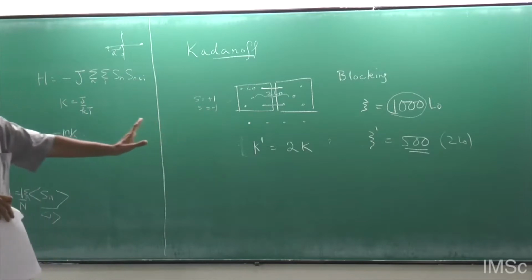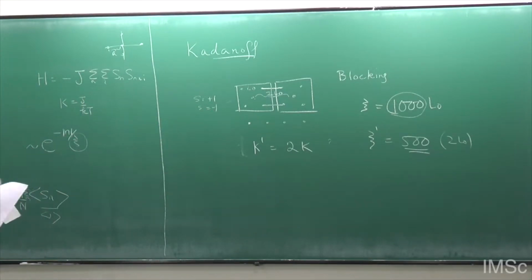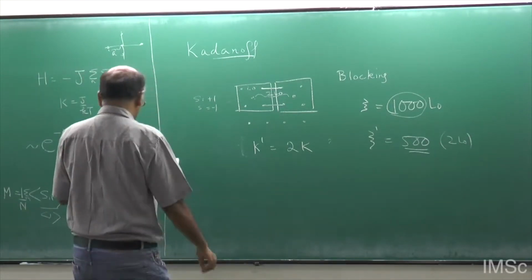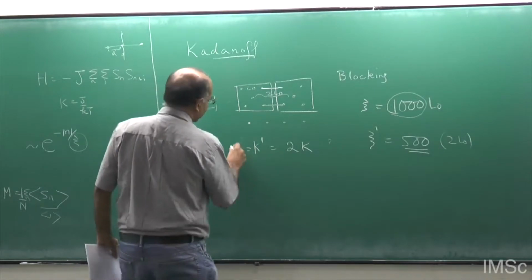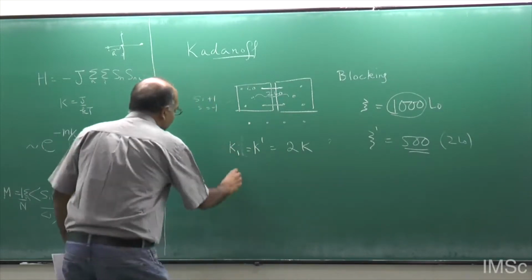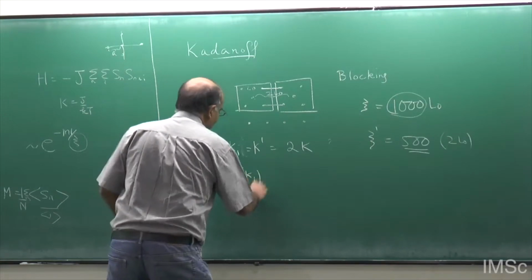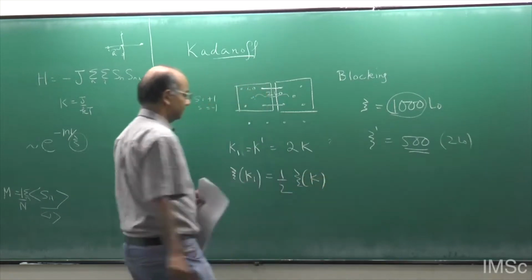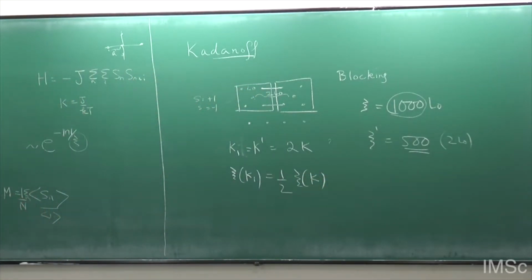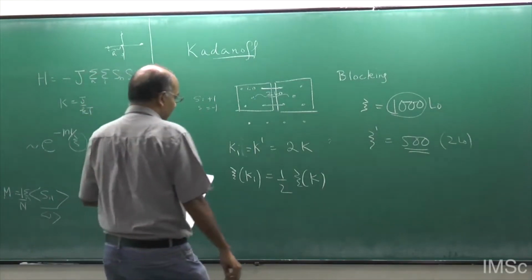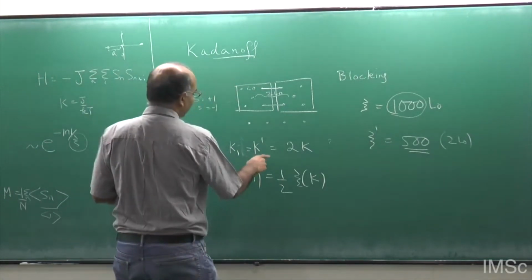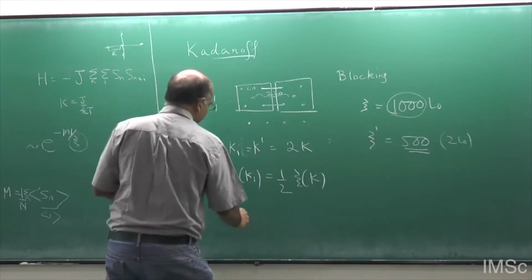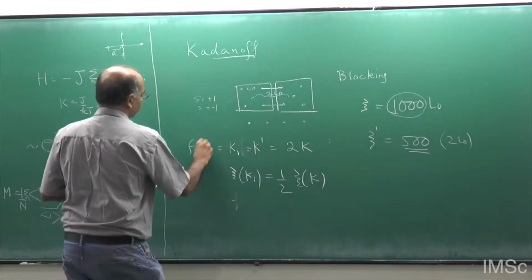So in this simple scheme, that's all that happens. Let's see what the consequences of this are. I'll call this one iteration, so I'll call this K1. So you have a relation that C of K1 is half of C of K, and if you call this F of K, so this is F of K.